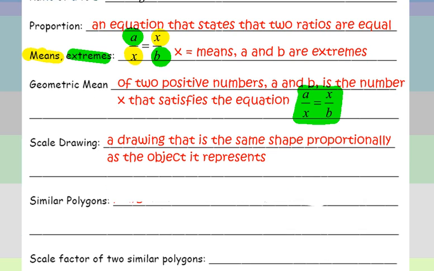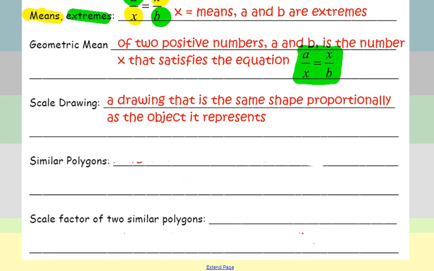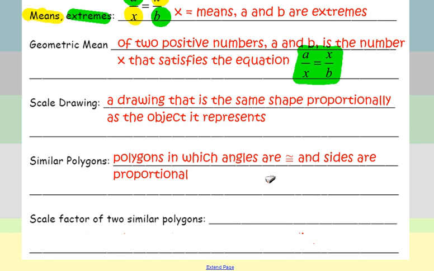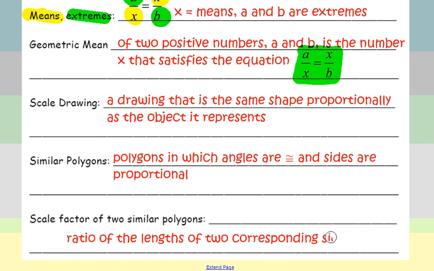Okay, and then we have similar polygons. Similar polygons are polygons in which the angles are congruent and the sides are proportional. Again, angles are congruent, sides are proportional. Okay, and then if there are similar polygons, then they must have a scale factor, and the scale factor is nothing more than the ratio of the lengths of two corresponding sides. That will give me my scale factor, and we're going to do that a bunch.